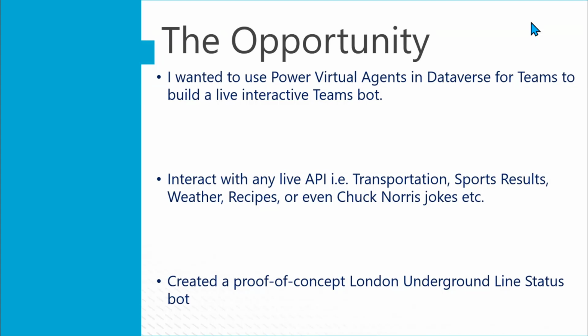So you may recall a previous demo I did on the London Underground where I created a live interactive London Underground line status board that used Power Automate and SharePoint view formatting. Over the Christmas period, much to the annoyance of my wife, I decided to spend time extending my previous London Underground theme and created a proof of concept London Underground line status bot.